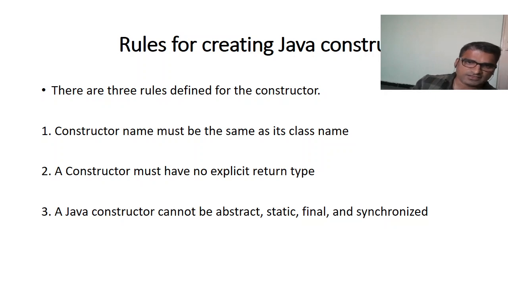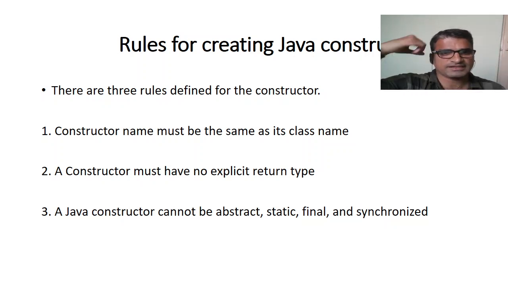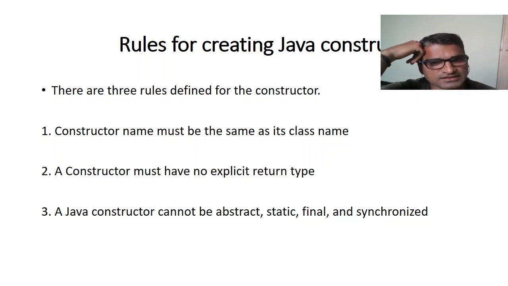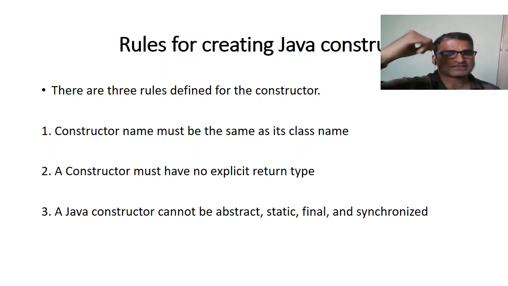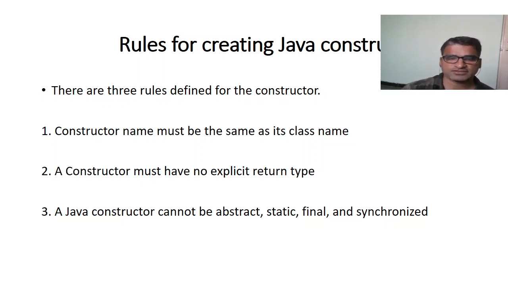So let us see what are the rules for creating a Java constructor. Java constructor create ಮಾಡಬೇಕಂತಂದ್ರೆ ನಮ್ಮ ಹತ್ರ 3 ಇಂಪಾರ್ಟೆಂಟ್ ರೂಲ್ಸ್ ಅದ ರೀ. ಫಸ್ಟ್ ರೂಲ್, constructor name should be same as class name. Okay, if the class name is student, then the constructor name should also be same as student.